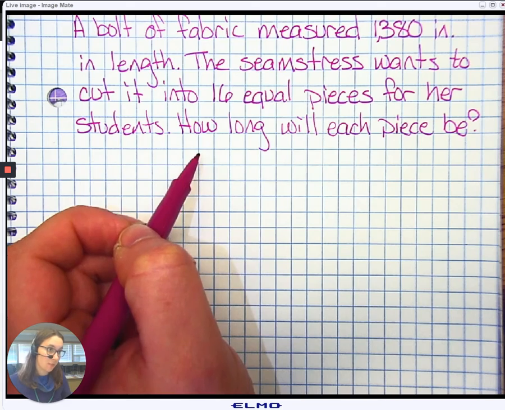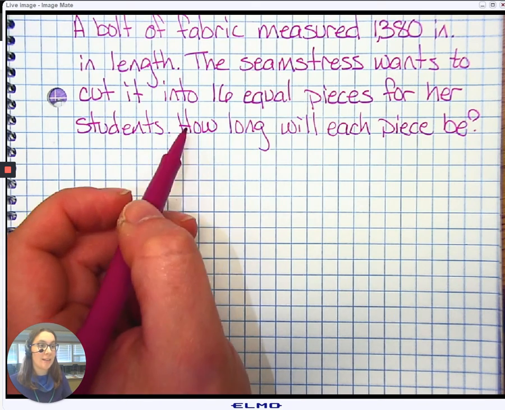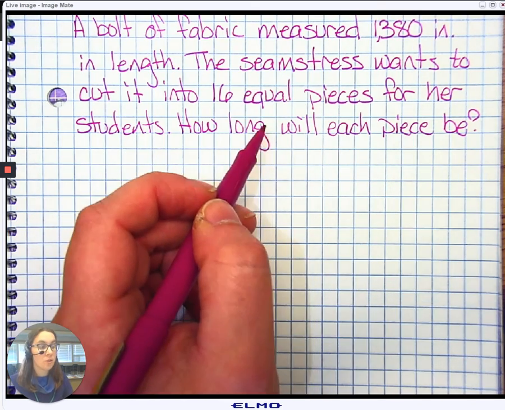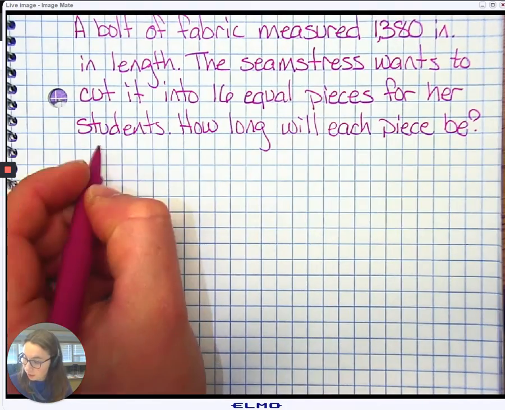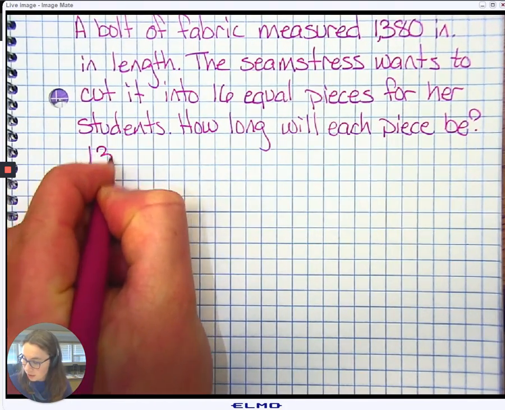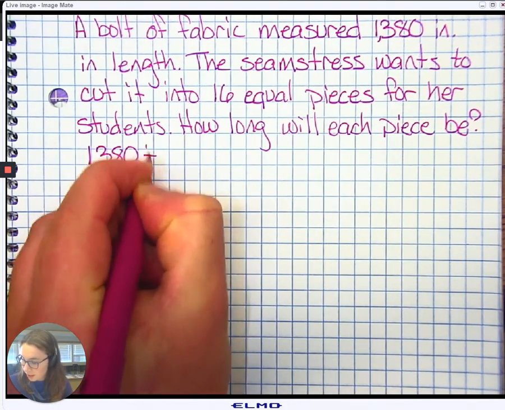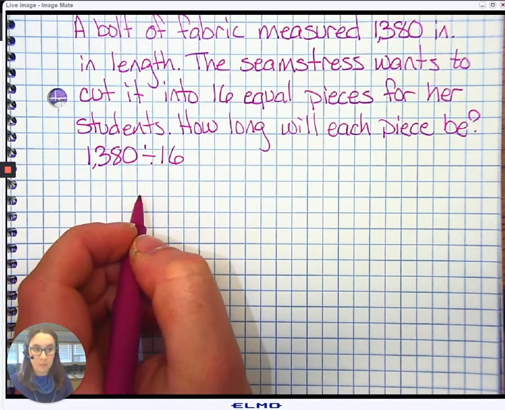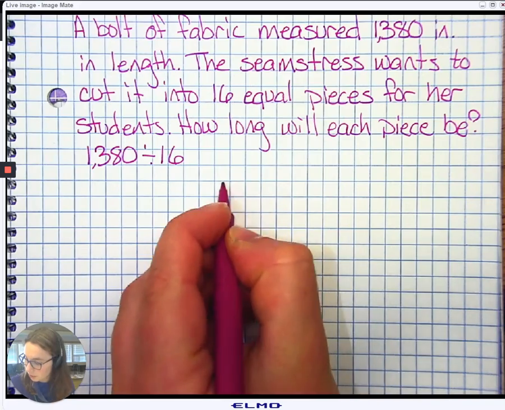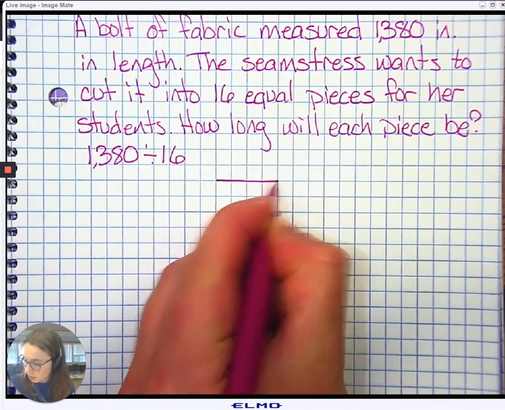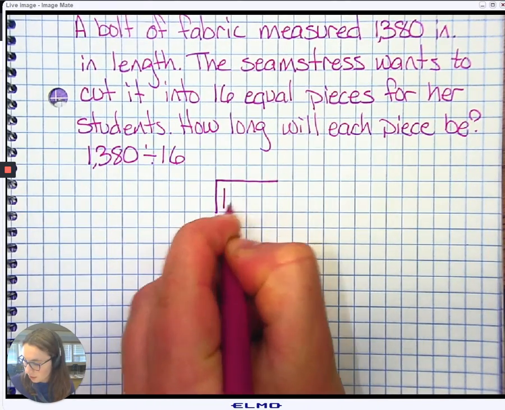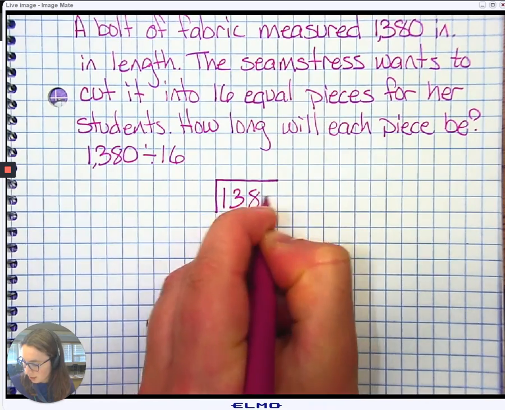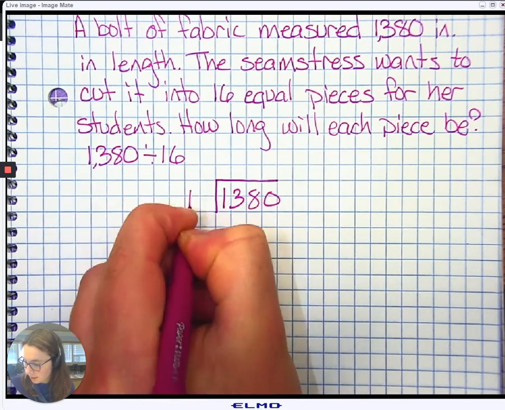So our question is, of course, we are dividing into pieces of, so division, and we're doing 1,380 divided by 16. So rewrite this problem the way we do. I'll do it over here. 1,380 divided by 16.